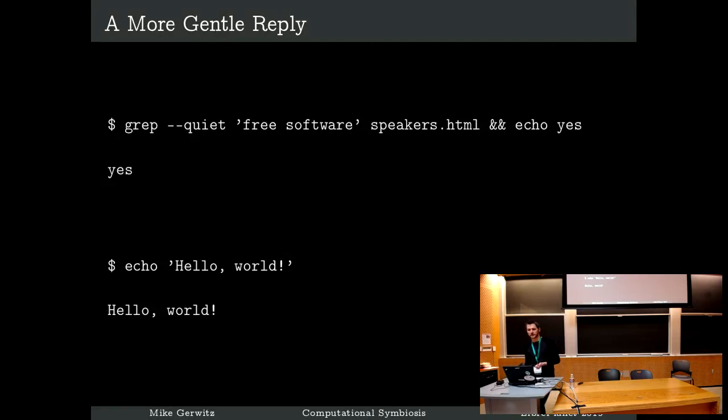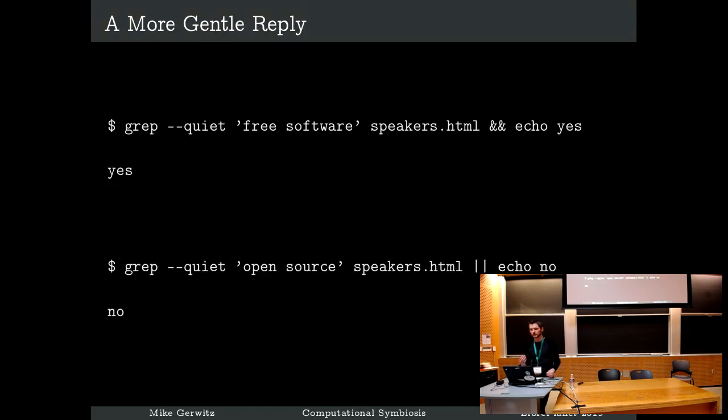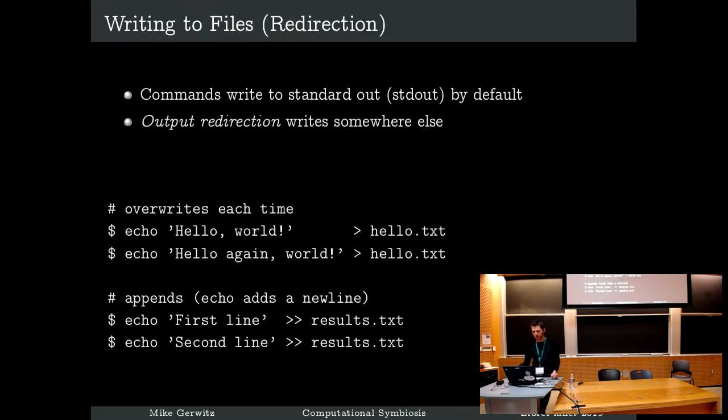But if you remember the research task, it's to find the web pages that do not have that match. So if instead we use two pipes instead of two ampersands, that acts as an OR, and we'll echo if no match is found.